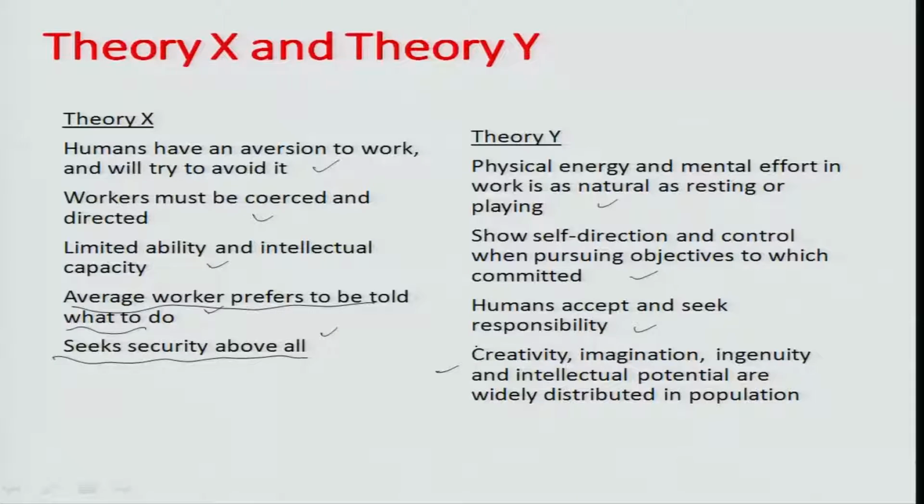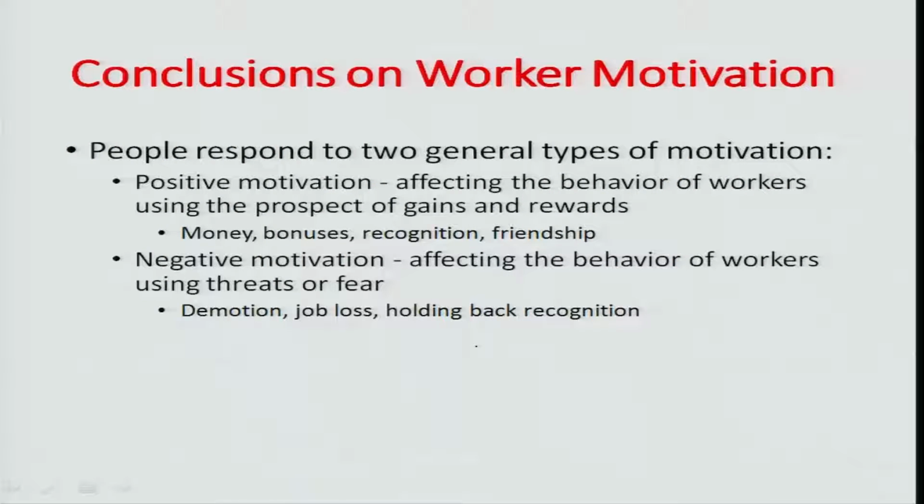So, in conclusion, if I wanted to really conclude things about what are the factors associated with worker motivation, people would generally respond to two types of motivation. One is a positive motivation, which affects the behavior of workers using the prospects of gains and rewards. This could be in terms of, let us say, additional money, additional bonuses, additional recognition. This is a very big aspect right now, which talks about need based psychology associated with human factors. Additional friendships which are formed could enable a person to work better.